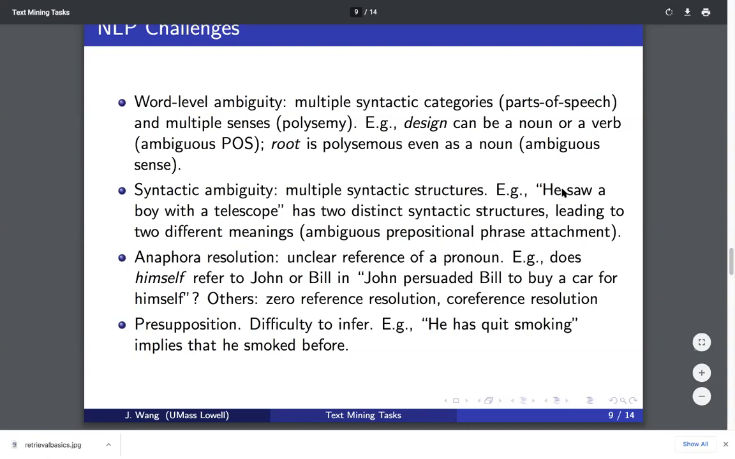This is an example. We have a sentence, he saw a boy with a telescope. This is a perfectly grammatically correct sentence, but it has two meanings because it has two distinct syntactic structures. One is that he saw a boy, and that boy has a telescope. The other structure is that he saw a boy using a telescope. Of course, this has two different meanings. So that is an NLP challenge, ambiguous prepositional phrase attachment. When building text mining tools or applications, we need to find ways to take care of this phenomenon.